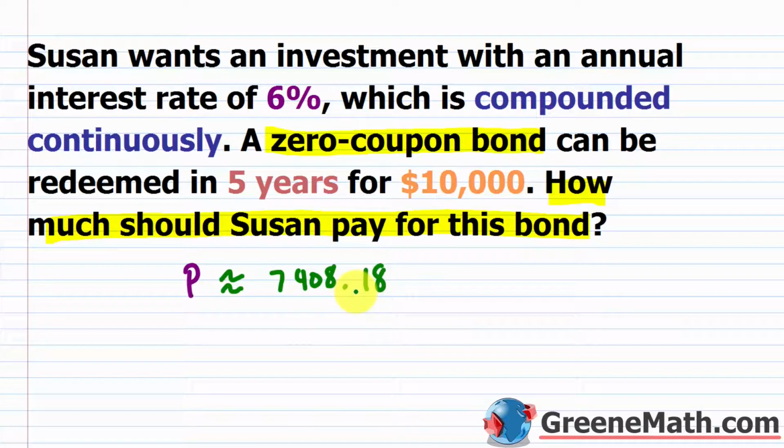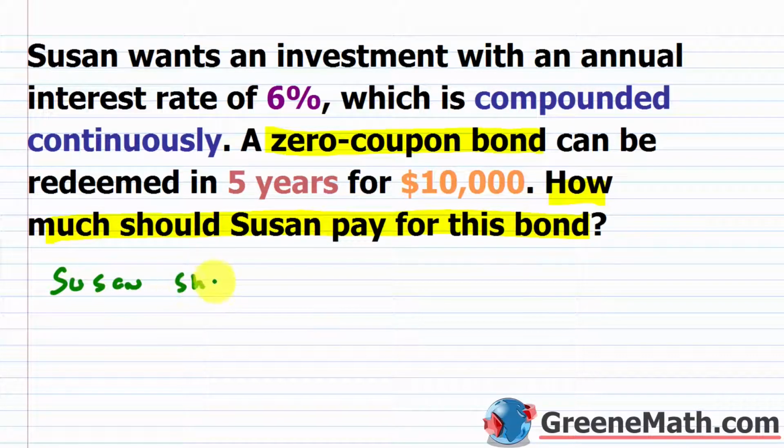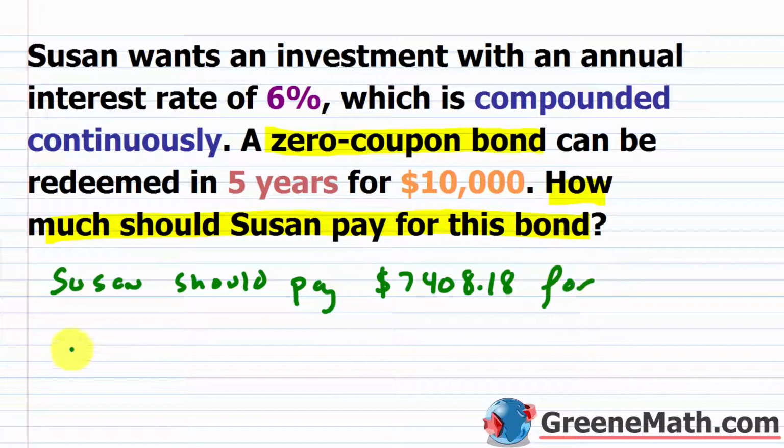Again, she wants a 6% annual interest rate where it's being compounded continuously, and it's a zero coupon bond. So she pays this amount, and 5 years later, she gets this amount. So let's go ahead and write that down as our answer and just say that Susan should pay $7,408.18 just for the bond.